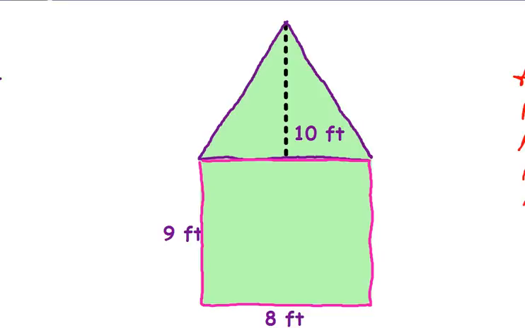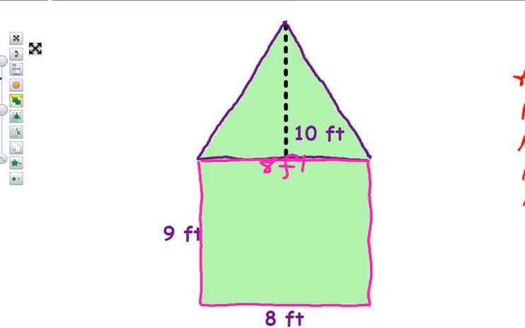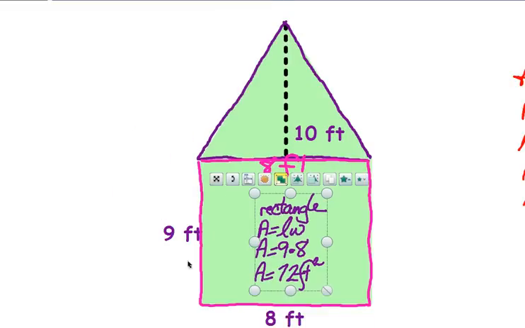Now the only tricky part of this one is finding the base of the rectangle. If you wanted to see that 8 is the base here, use your knowledge of rectangles. The opposite side will be the same. So this will be 8 feet as well. Find your area of your rectangle. Area equals length times width. 9 times 8 equals 72.